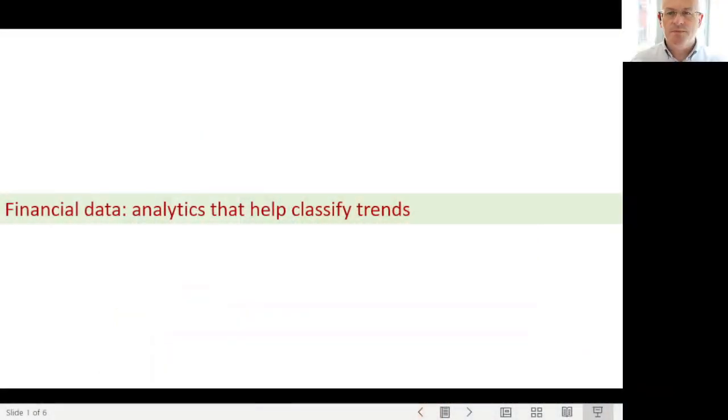We're going to look now at some analytics that can help classify trends in financial data. This is a huge topic and we're not going to look at everything that's possible, but we'll just give you an idea of how visualization can help to some extent to understand more about data in time series.